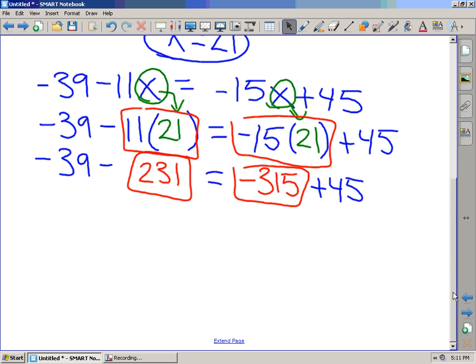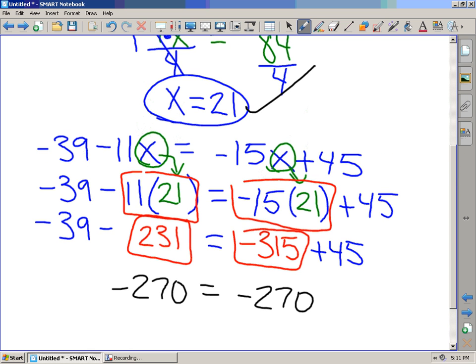The next step is to simplify the left side. Negative 39 minus 231, we get negative 270. And then on the right side, negative 315 plus 45, we also get negative 270. When we plugged in the 21, it made the equation true, so we know that 21 is the solution to the equation. Let's look at the next problem.